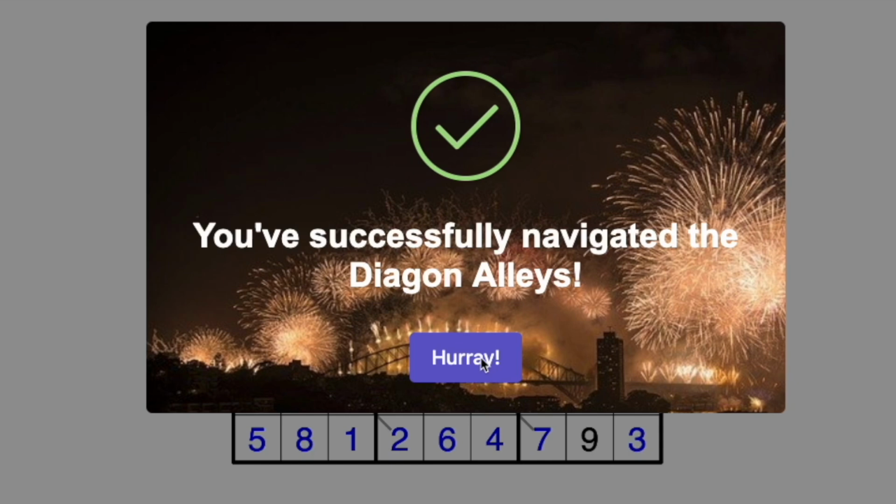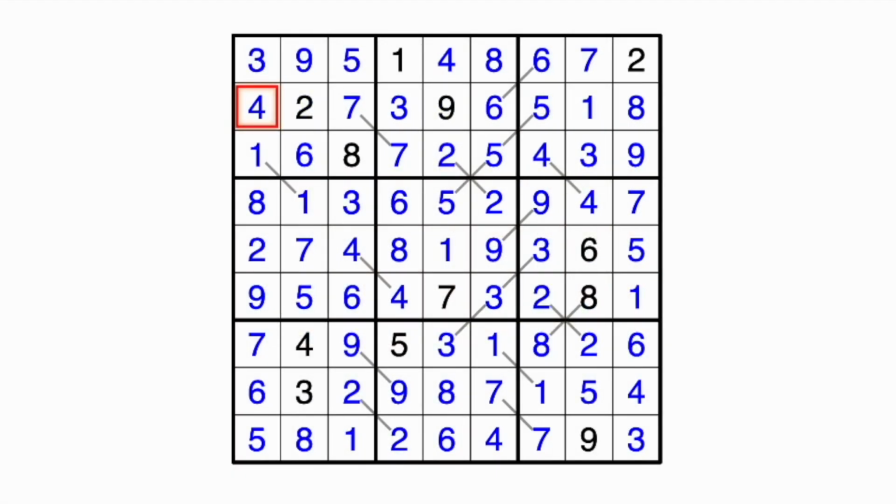All right, with that little misstep taken care of, and a longer solve than normal, but a fun one, that is how we solve Diagon Alleys.